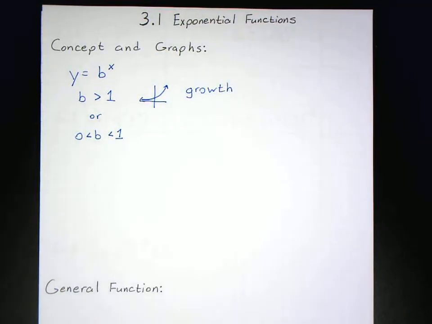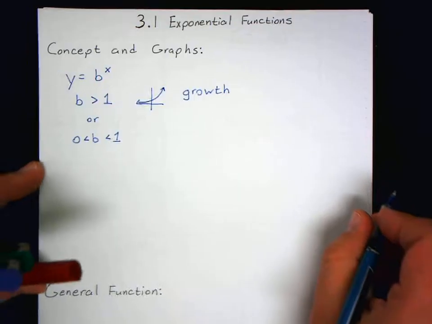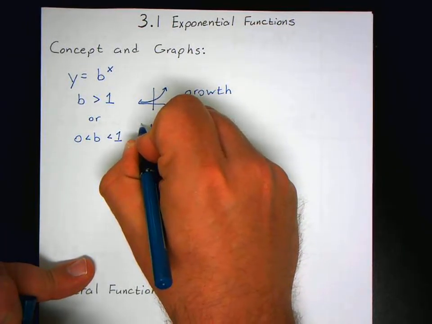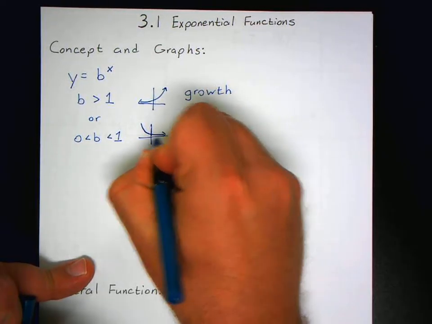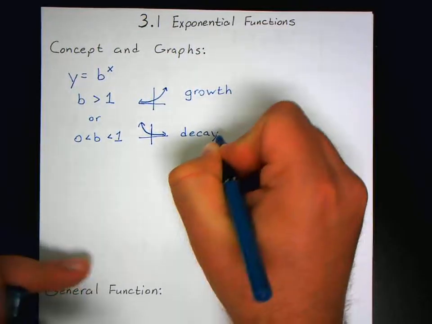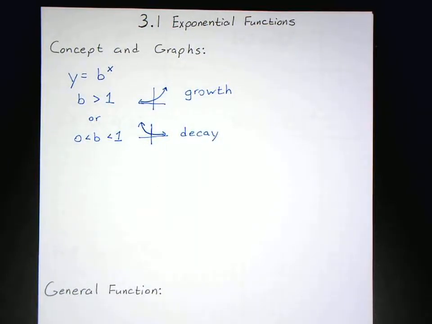So if b is greater than 1, it looks like that. That's called growth. If b is between 0 and 1, we have a graph that looks like this. That's called decay. So basically coming into this, that's what I would hope that you would know, or at least I'm reminding you of, and you're like, oh yeah, I remember that.